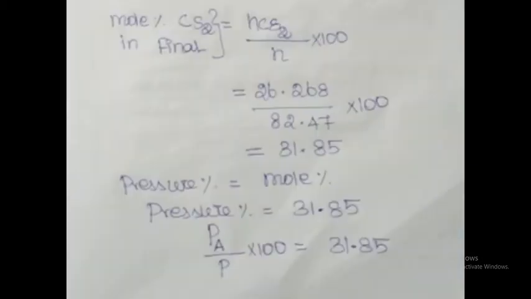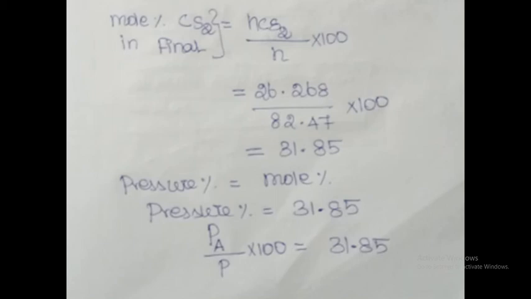Now we are going to calculate the percentage value, that is the mole percentage of CS2 in the final mixture. What is the formula? Individual moles of CS2 to total mole into 100. How many moles of CS2 are present in the final? 26.268. This is the individual mole. Total mixture, already calculated value 82.47. Multiply by 100. Finally we get the mole percentage of CS2 in the final as 31.85. Already you know the concept, pressure percentage is equal to mole percentage. Here the mole percentage is directly taken as the pressure percentage. Pressure percentage is equal to 31.85.